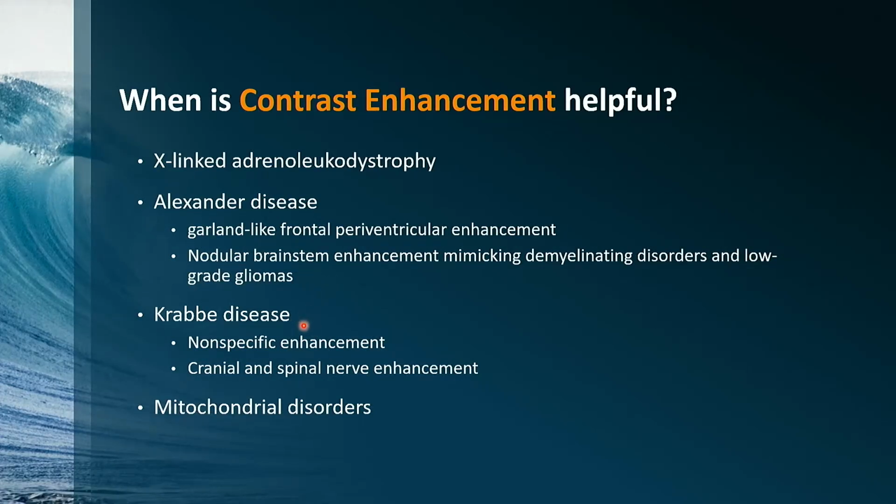Krabbe disease also shows a non-specific pattern of enhancement along the cranial nerve or spinal nerve. Mitochondrial disorders sometimes show contrast enhancement.